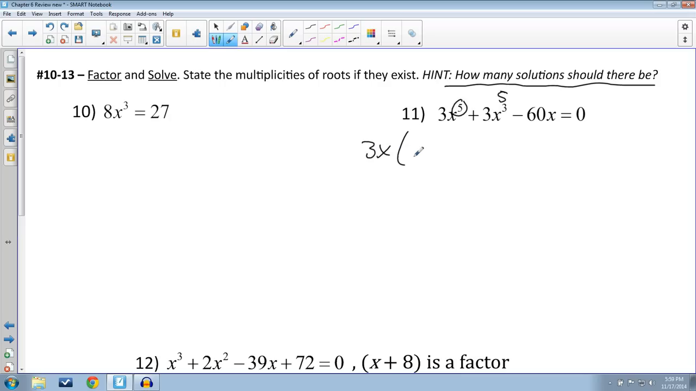In fact, 3x can come out of here. You got x to the 4th plus x squared minus 20 that equals 0. All right, this is like that other quartic problem. You want to do that let A stuff, whatever. If you want to practice that, go ahead.